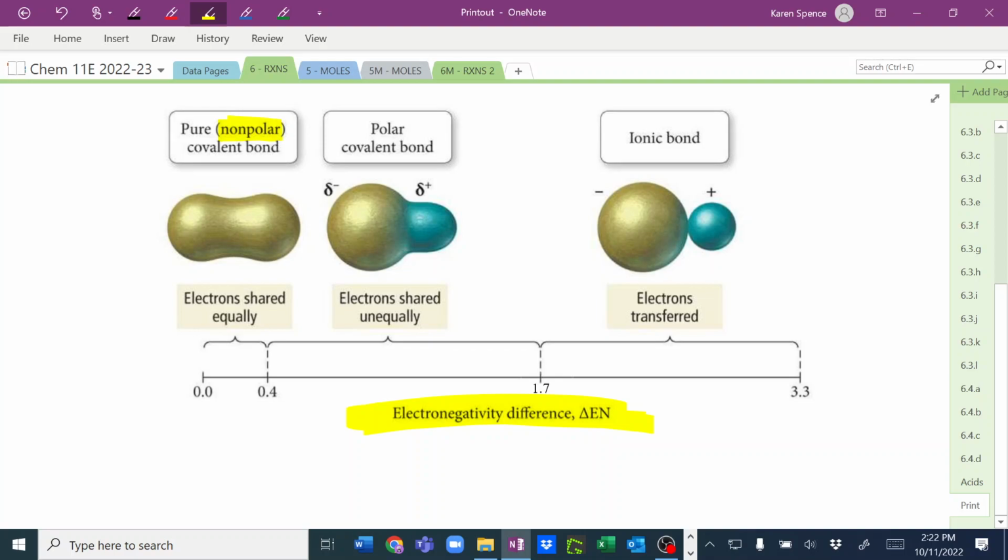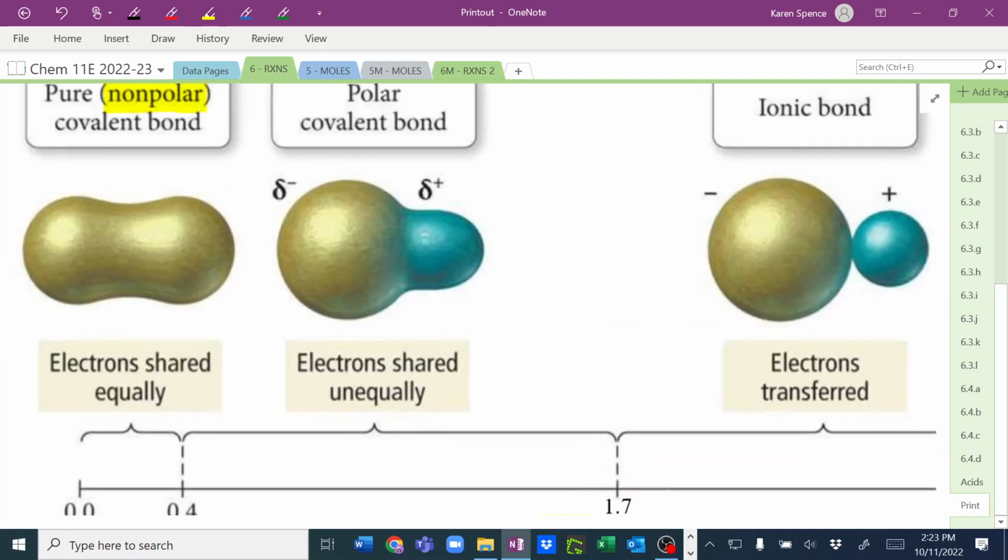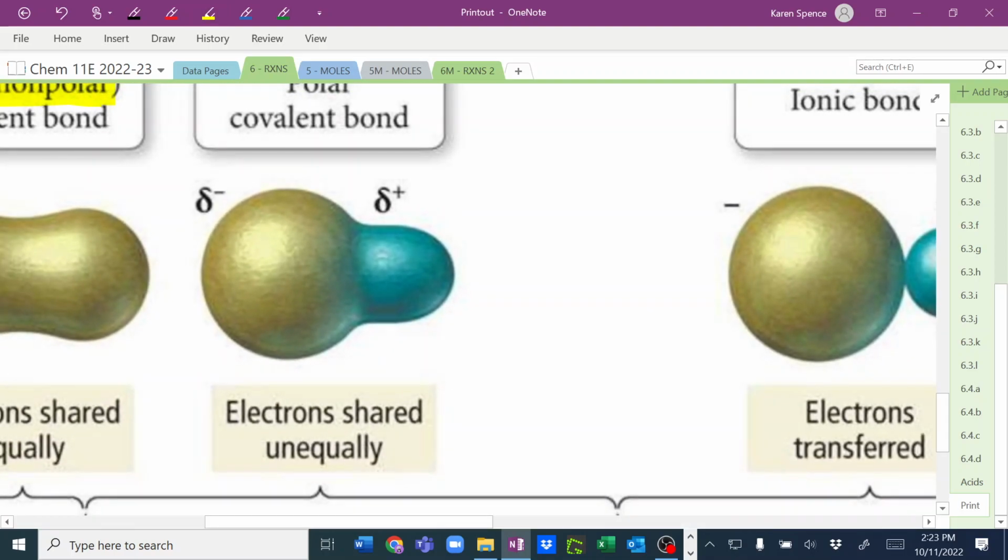The moment you get into a difference that's bigger than 0.4, all the way up to about 1.7, then you get into unequal sharing, but you still have a covalent bond. The electrons are being shared. One thing has not completely taken it away from the other thing, but you will end up with a positive end and a negative end. If we wanted to draw the dipole arrow for this thing here, what would the dipole arrow look like? Which direction would it point? It would point to the left. Okay, that would be our dipole arrow.